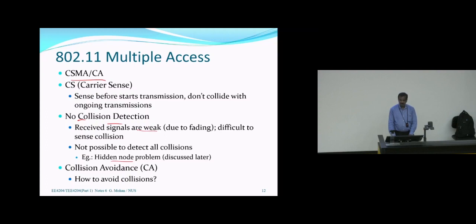Instead, it uses CA, collision avoidance. It will make sure that collisions are avoided, that they don't happen. CS, as you know, is carrier sense. That means every device should be able to tell whether there is any ongoing transmission or not. It can sense ongoing transmissions. Why? Because if it senses that some transmission is going on, there's no point in trying a new frame transmission. It can try only when there is no ongoing transmission. For that purpose, we need the carrier sense capability.